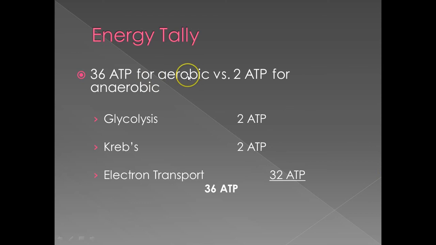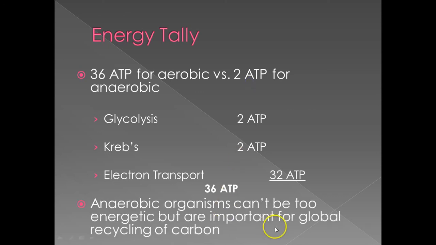This is if your cell has oxygen present. However, if the cells don't have oxygen present, you can still produce a little bit, which is perfect for bacteria. They're tiny little creatures. They don't require much energy at all. And they live in areas where oxygen is not present. Anaerobic organisms, therefore, can't be too energetic, but they're extremely important for the recycling of carbon throughout the globe.